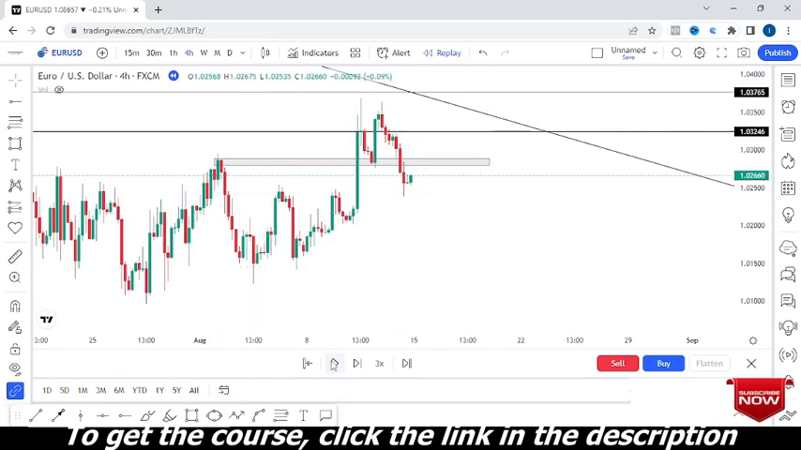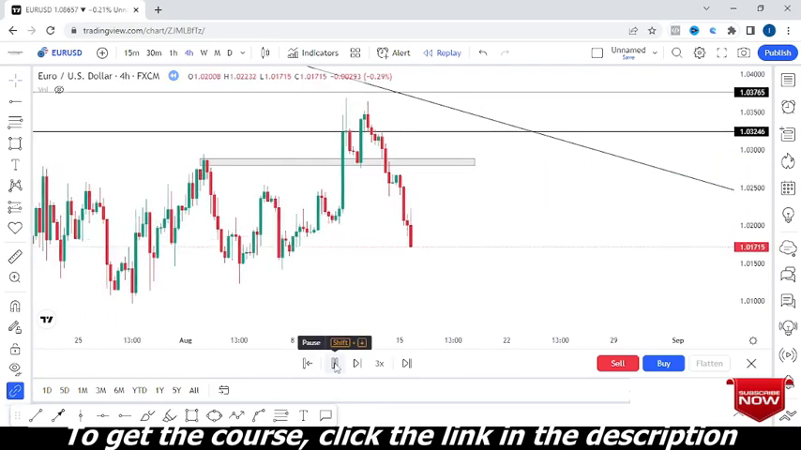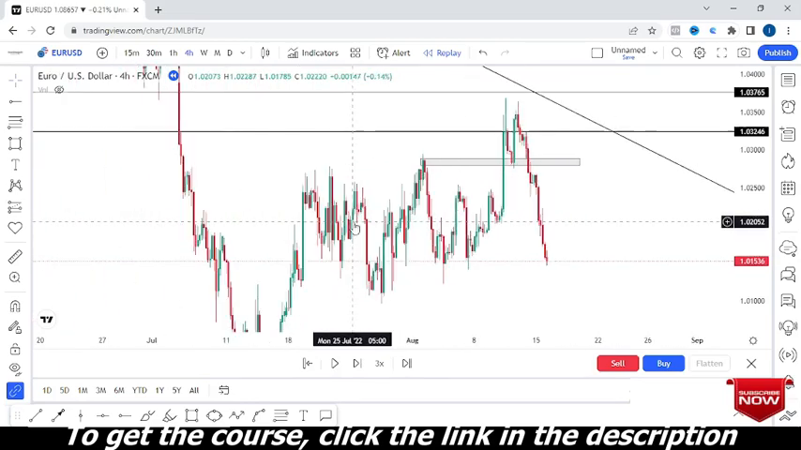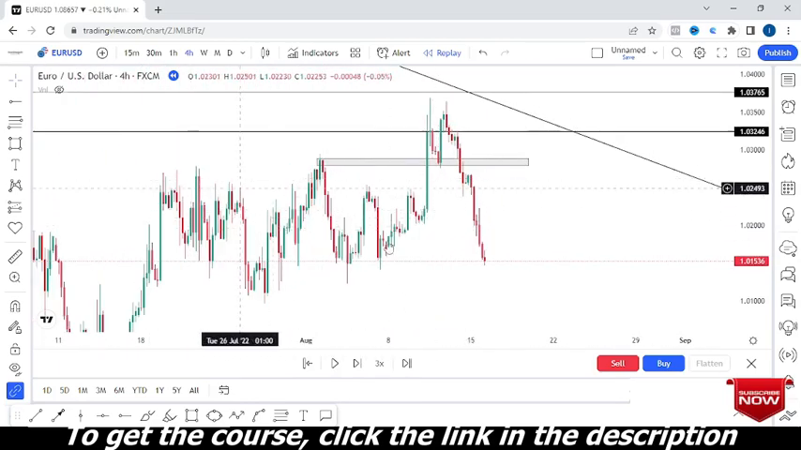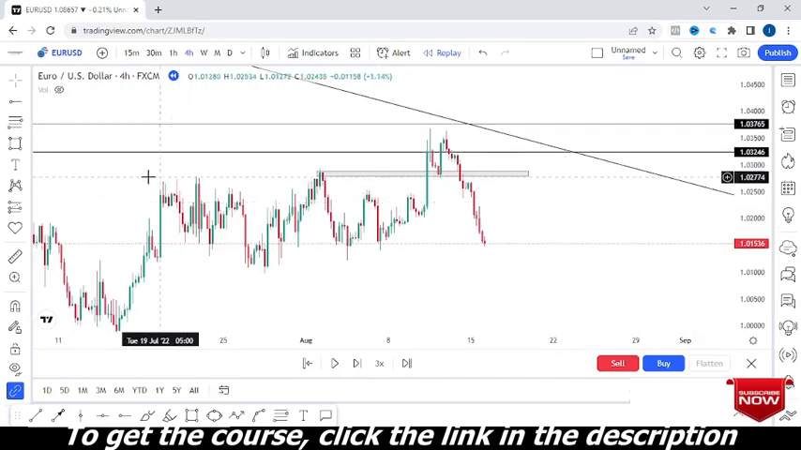And let's see how price performed. Price kept pushing lower. All right, so remember, we are not just looking for any type of double tops, because if you look around your chart, you will see any type of double top.